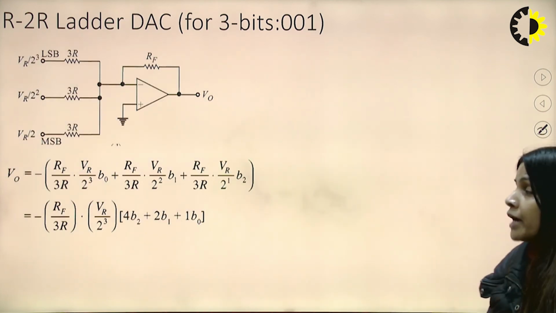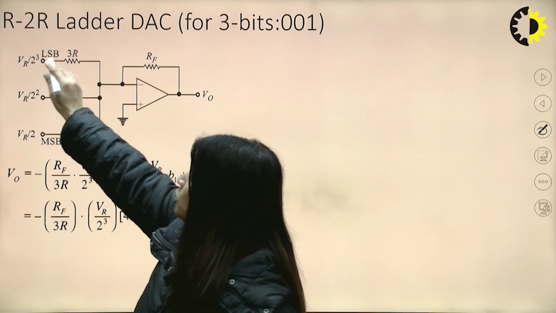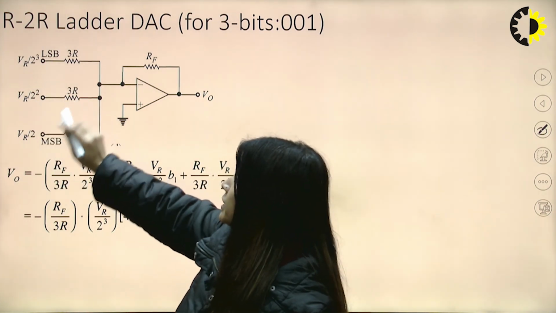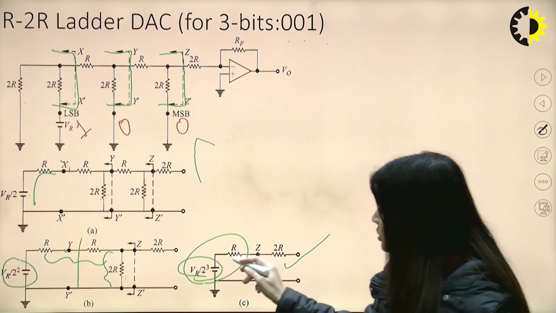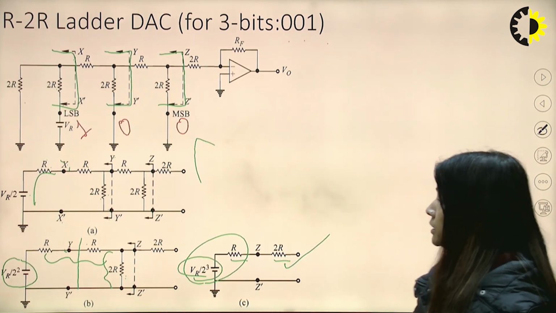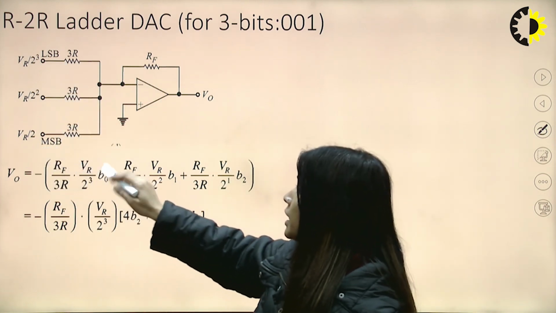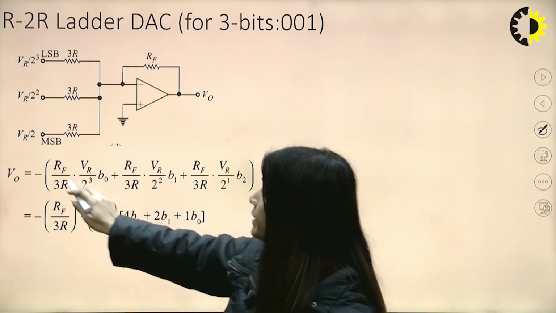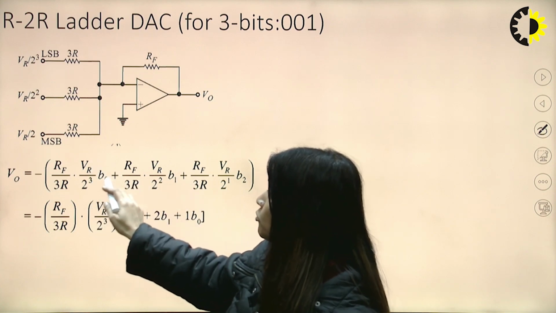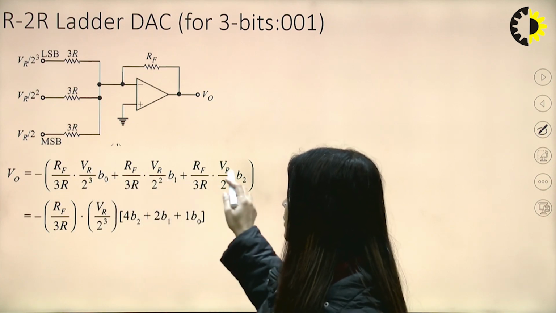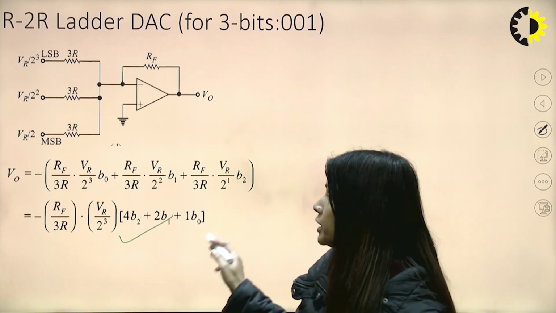Now I need to calculate the output voltage. So I have VR by 2 cube for the LSB, VR by 2 square through 3R, VR by 2 through 3R in this way. So how am I getting 3R? Because this R and 2R are in series. Now all these 3R, according to the bit circuit from LSB to MSB, I will write RF upon 3R, RF upon 3R, RF upon 3R, with VR by 2 cube B0, VR by 2 square B1, VR by 2 into B2, and hence I can calculate the output voltage like this.